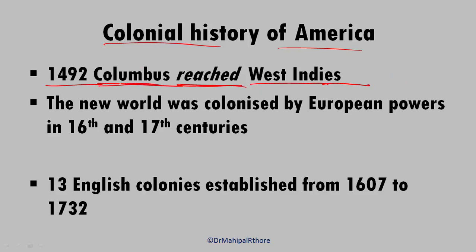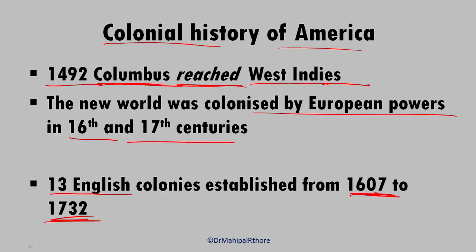He was sent by the ruler of Spain. So Spain was the first power to reach America and they started their colonies soon after. Slowly others also caught up, especially the kingdoms of France and later the British. In the 16th and 17th century, all the major European powers colonized North America. And England had 13 colonies starting from 1607 to 1732. So within a span of almost 130 years, they had established 13 different colonies.